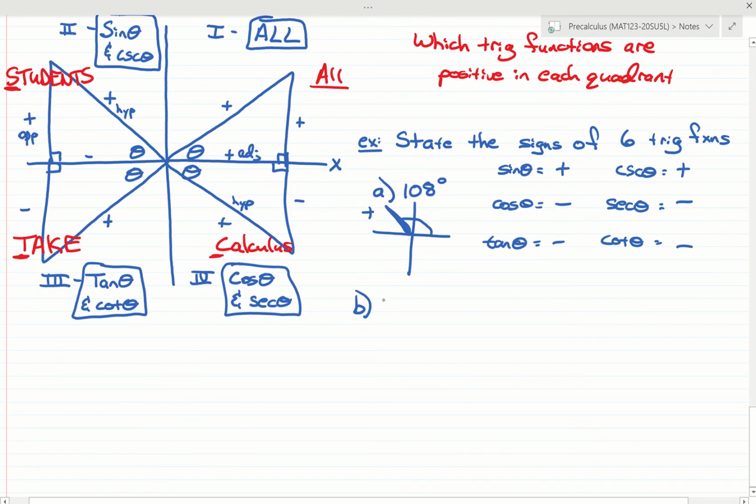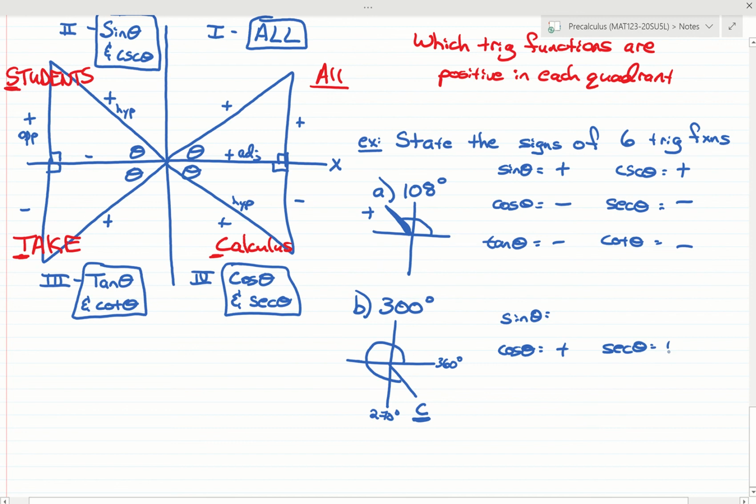And we'll do one more for this example. What about 300 degrees? 300 degrees puts us right here in quadrant 4, past 270, but not quite at 360. It's in quadrant 4, so if all students take calculus, that means that just cosine's positive, secant's positive, everything else would be negative.